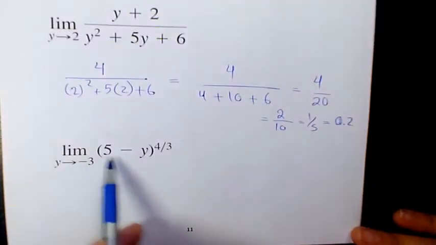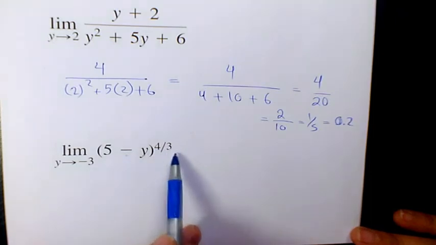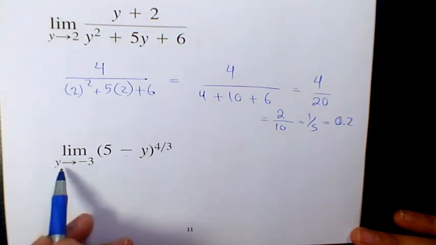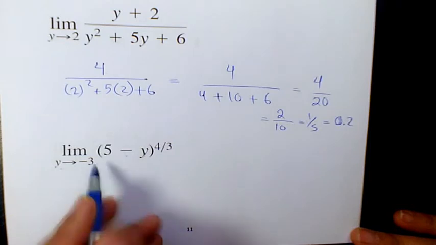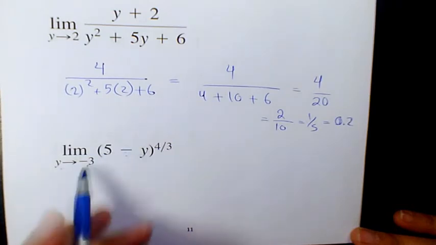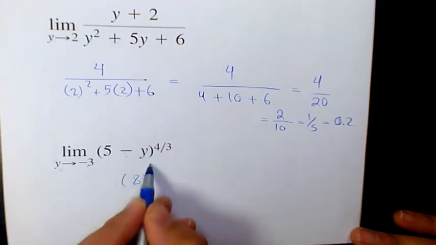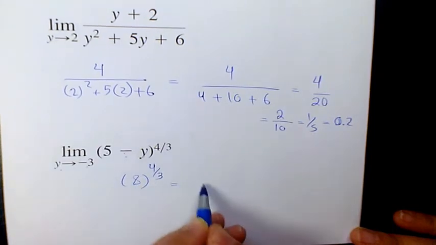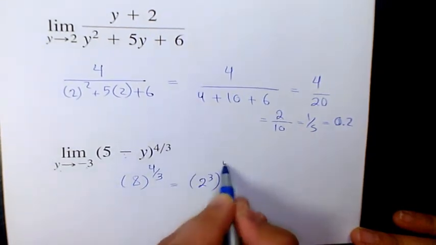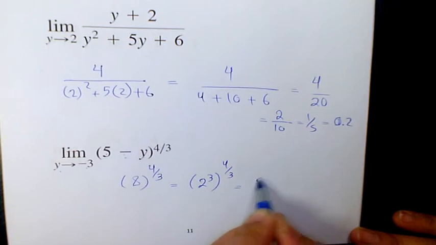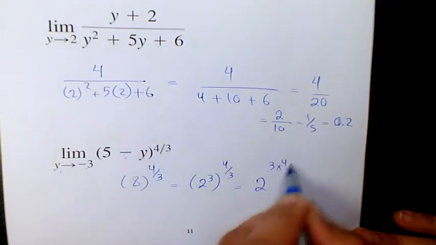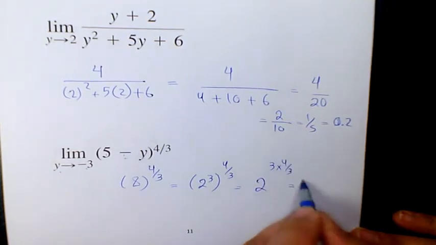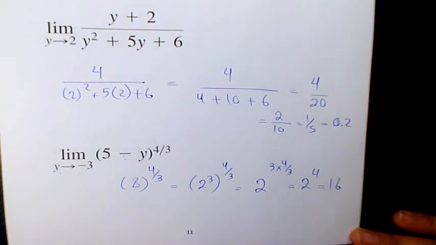Next one, limit of (5 minus y) to the power of 4 over 3. When y approaches negative 3, it's going to be 5 minus negative 3, which is going to be 8 to the power of 4 over 3. 8 is 2 to the power of 3, to the power of 4 over 3. It's going to be 2 to the power of 3 times 4 over 3. 3 and 3 cancel out. It's going to be 2 to the power of 4 equals 16.